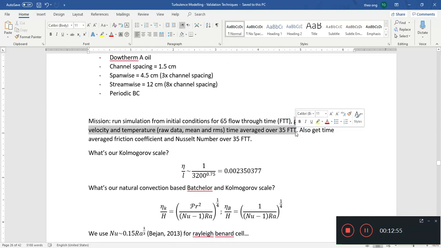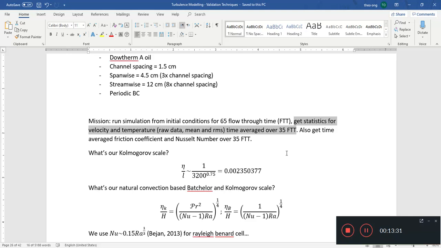We also want to get statistics for our velocity and temperature, because we want to see how the velocity changes over time. I'll be sampling velocity at some time intervals. It may not be the Kolmogorov time scale; I'll just sample it at a regular time scale to give you an example. So that's one thing we take a look at.